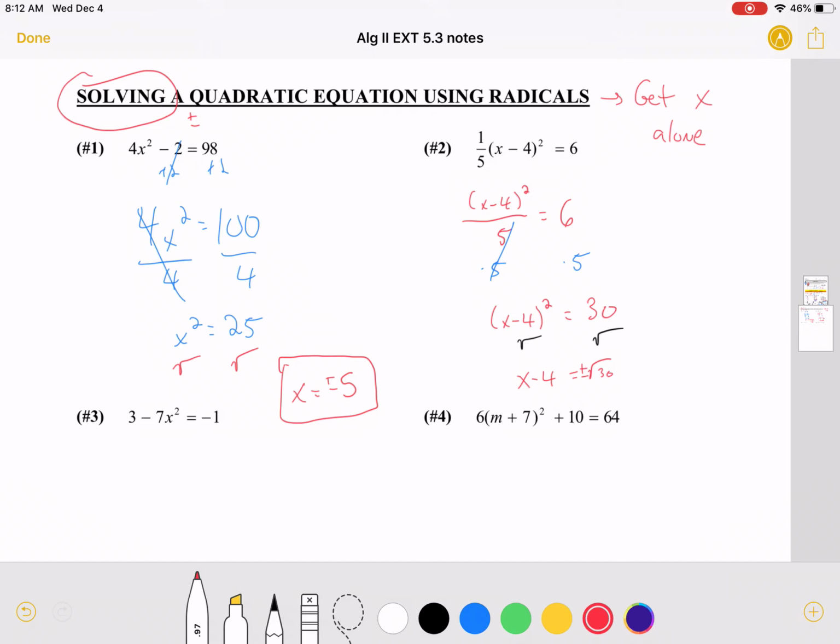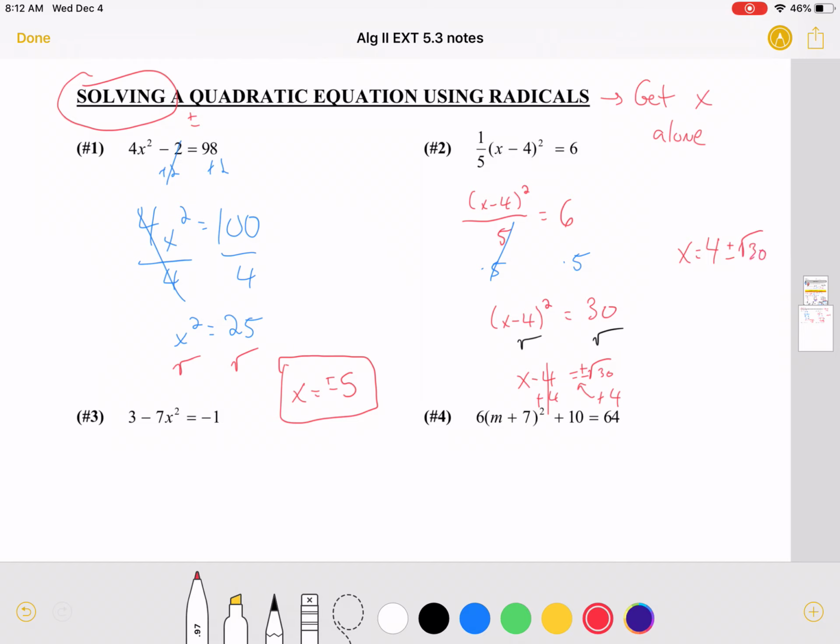So the last step to get x by itself is just plus 4. Now the goofy part is, okay, where do I put that plus 4? You're going to put it out front. So you're going to write it as x equals 4. I'm going to stick it out front right there, plus or minus the square root of 30.